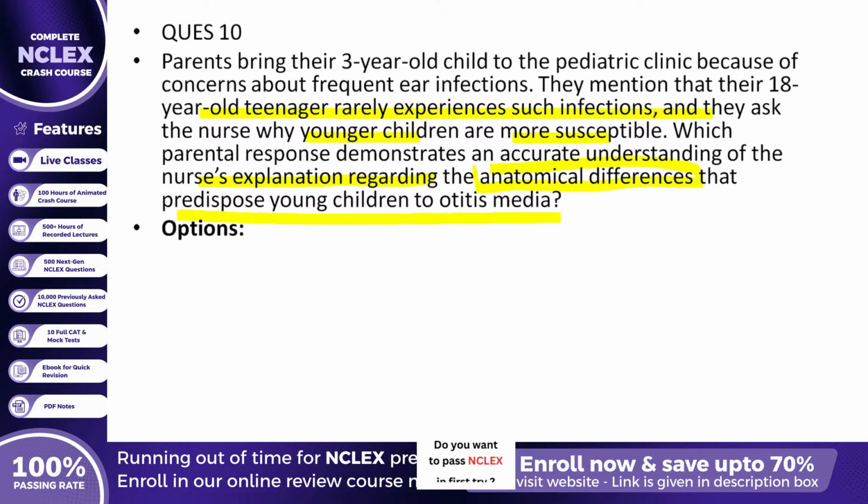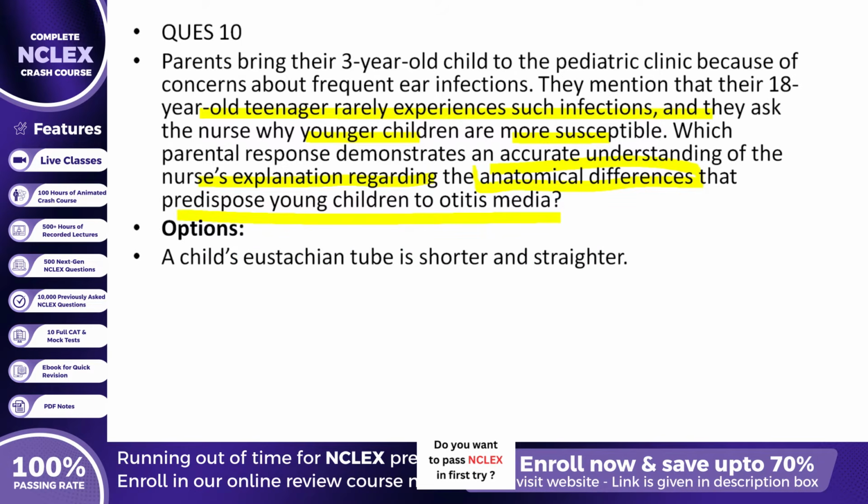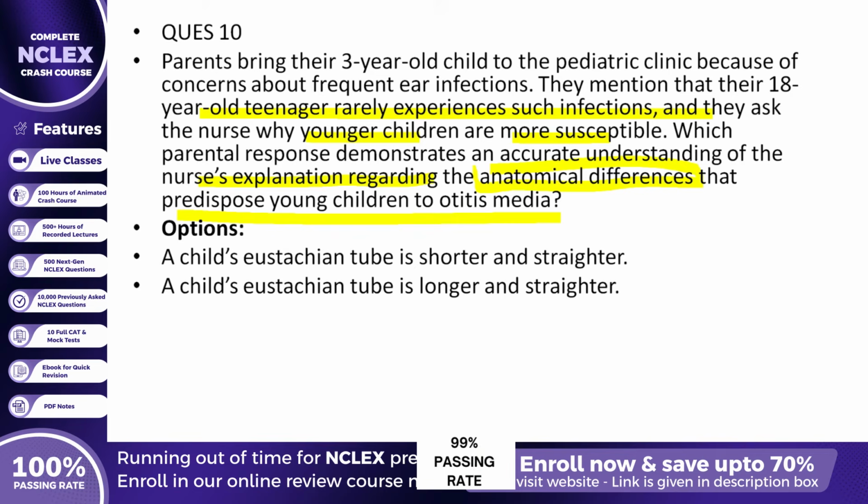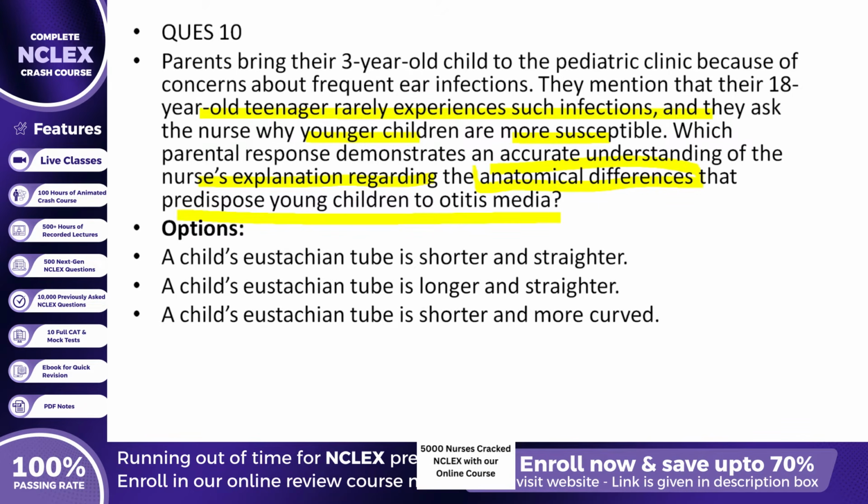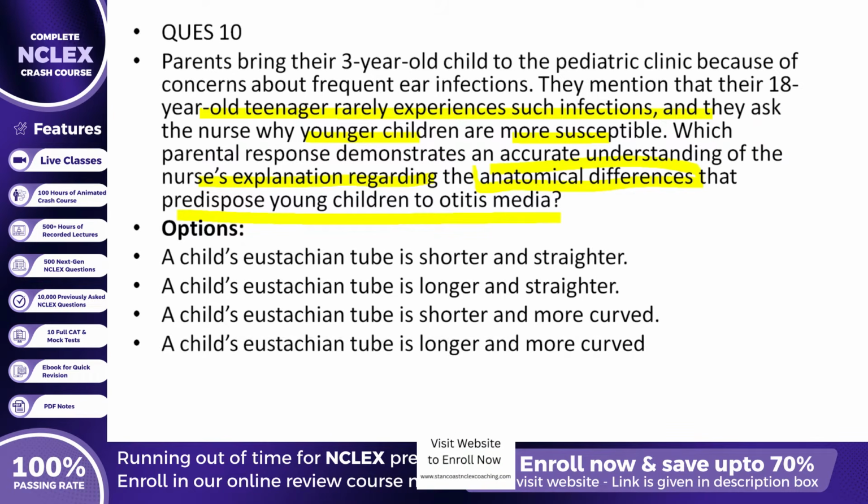Here are the possible choices. The first option is that a child's eustachian tube is shorter and straighter. The second option is that a child's eustachian tube is longer and straighter. The third option is that a child's eustachian tube is shorter and more curved. And the fourth option is that a child's eustachian tube is longer and more curved. The correct answer is option 1, a child's eustachian tube is shorter and straighter.